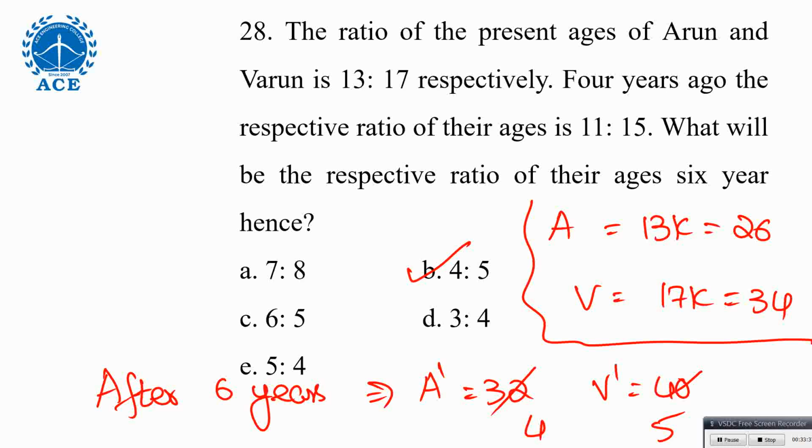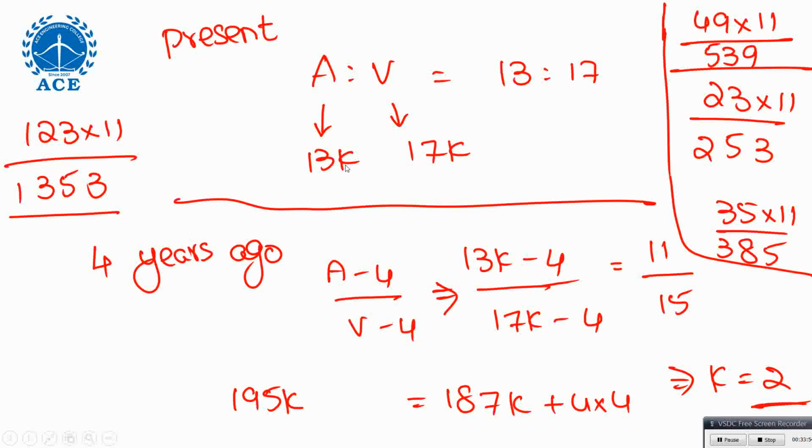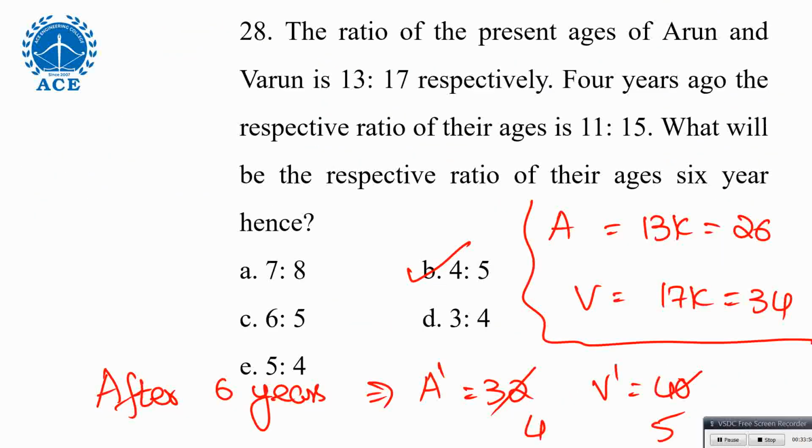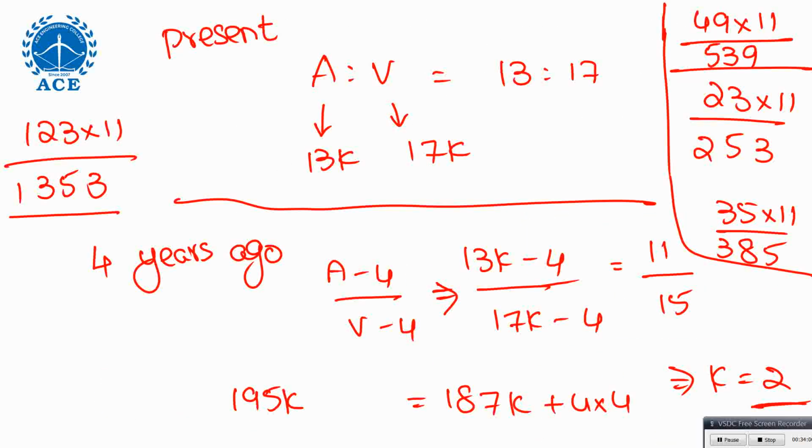Add 6 to the age. Present age is 26, after 6 years 32. Present age of Varun is 34, after 6 years it is 40. So this is taking more than 2 minutes for us. I agree. But the alternate, simple method we are going to follow now is... I hope you understand this method, but it takes time, I do agree, so we'll give the alternate method.